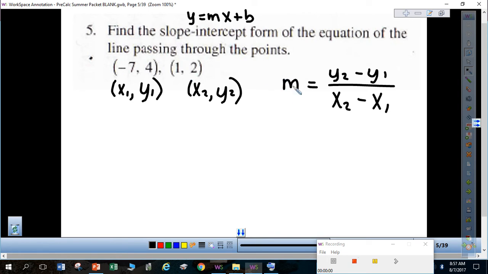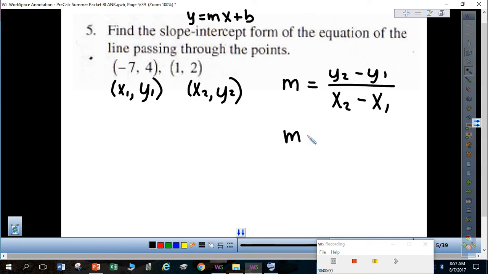and we can relabel the coordinates x1, y1 for the first point and x2, y2 for the second point. So our slope formula, we're thinking about rise over run, and so the rise is going to be the change in the vertical direction, so we're going to subtract the y coordinates. The run is the change in the horizontal direction, so we're subtracting the x coordinates.